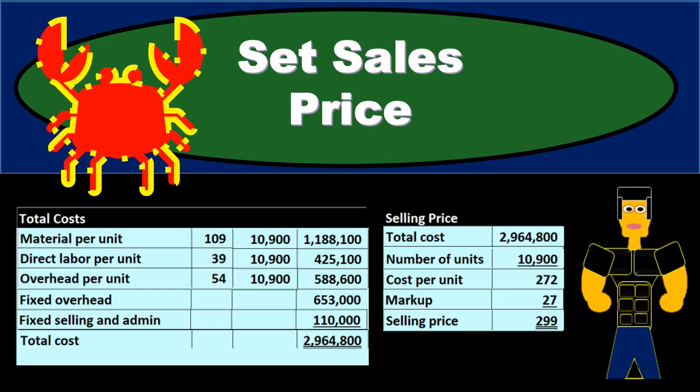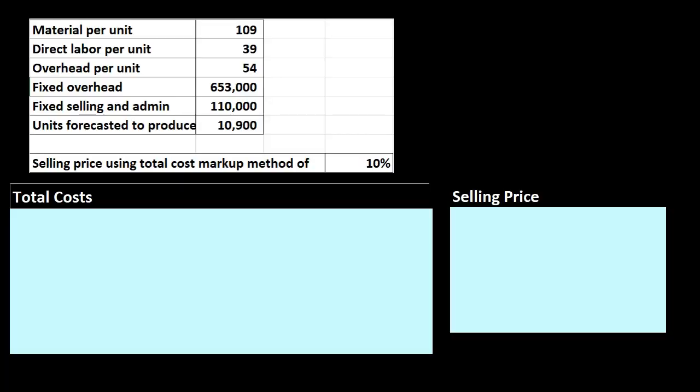In this presentation, we will take a look at how to set our sales price using our cost data. We'll take a look at this in a few different ways. We're going to first start off with the total cost method. So we have our cost data, we have our inventory costing. We then want to use that to create what we think our sales price should be.